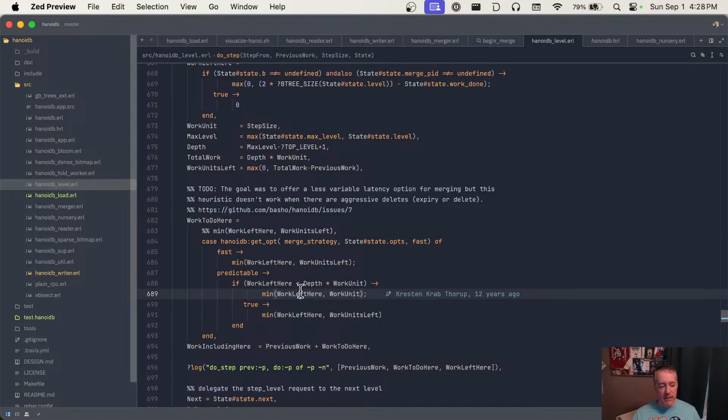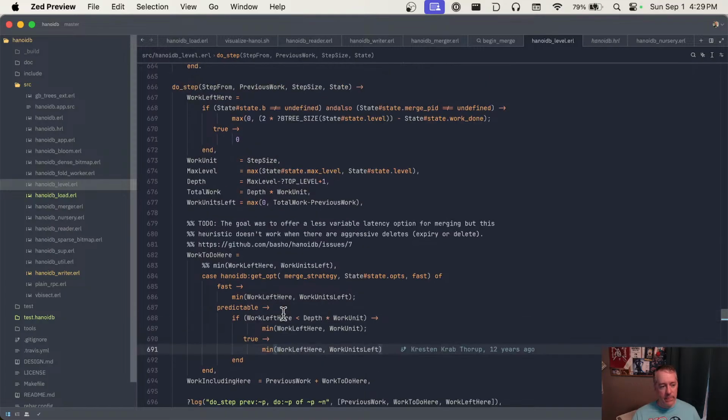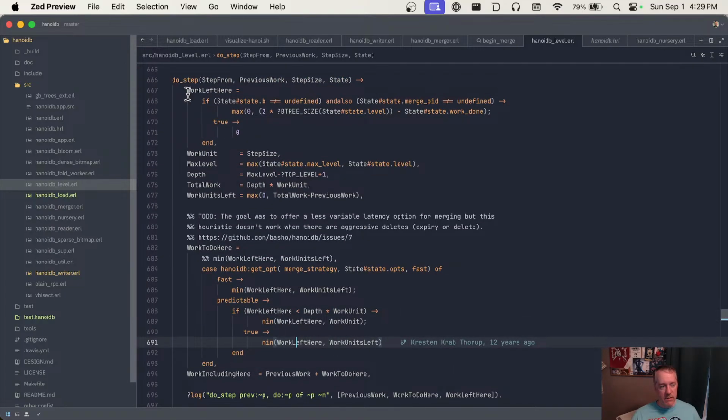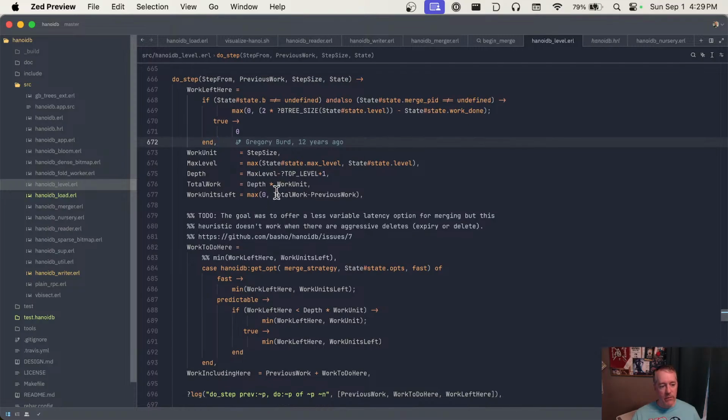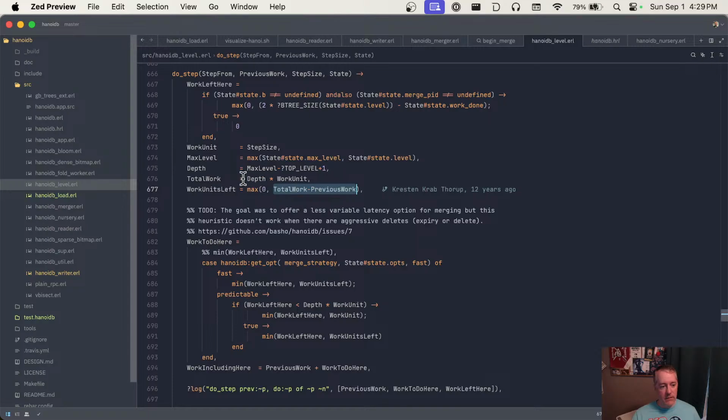So this would be like, don't do all of work left here. Do just work unit this time around. Now, if work left here is greater than or equal to this total work, then you pick the minimum of the total potential work, or yeah.